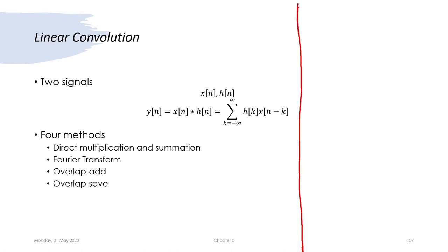So, basically if we have two signals x[n] and h[n], then their convolution, x[n] convolved with h[n], is given by this expression: the sum over k from minus infinity to infinity of h[k] x[n minus k].